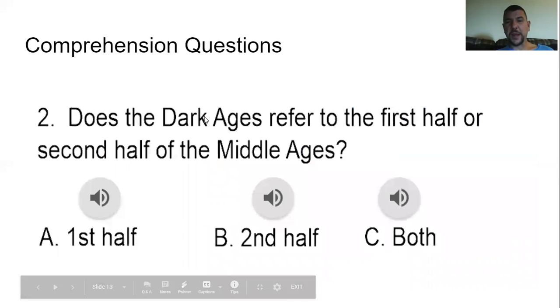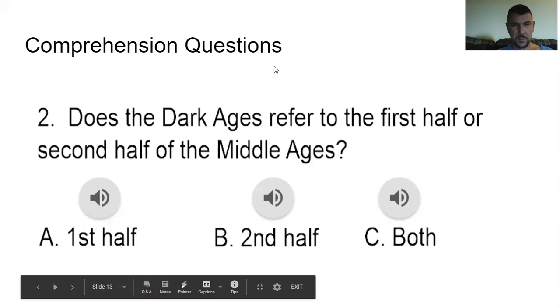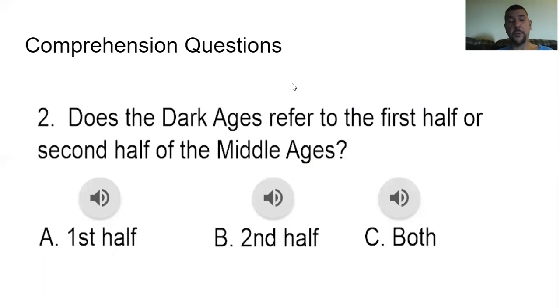Number 2, does the Dark Ages refer to the first half or the second half of the Middle Ages? The Dark Ages refers to the first half, the period between 500 AD and 1000 AD. Ding, ding, ding. We have a winner. Why is it called the Dark Ages? It's called the Dark Ages because there weren't many records kept in that time period, because all the governments were split up. All the kings, they had different people grasping for power and different kings.